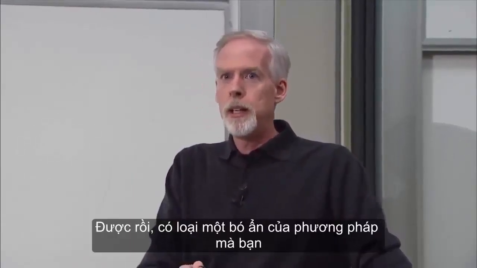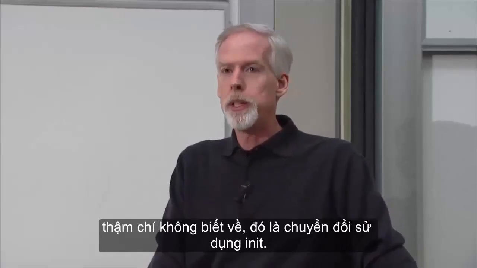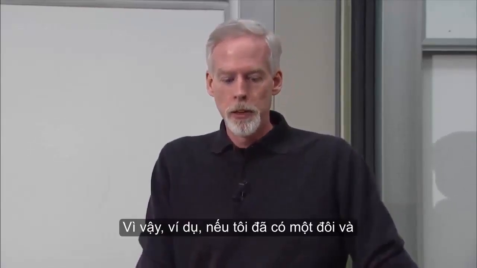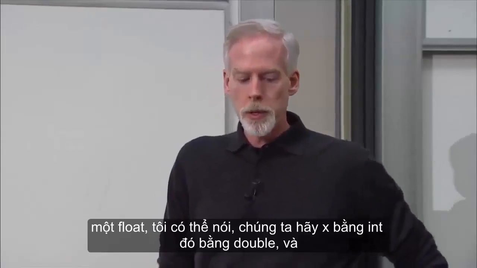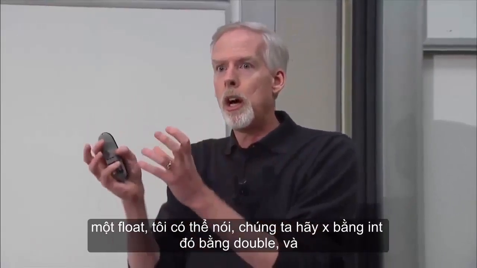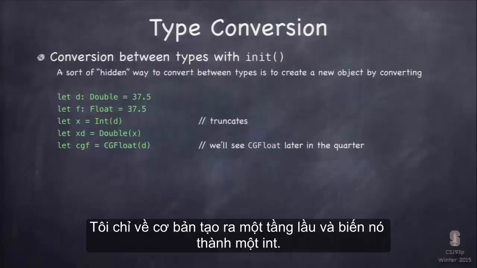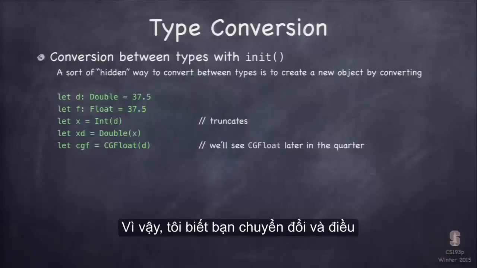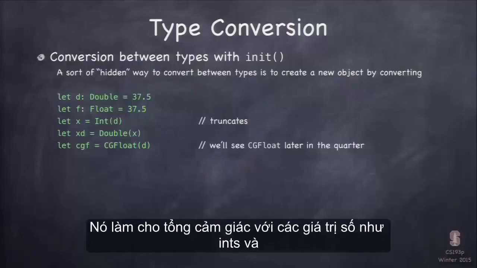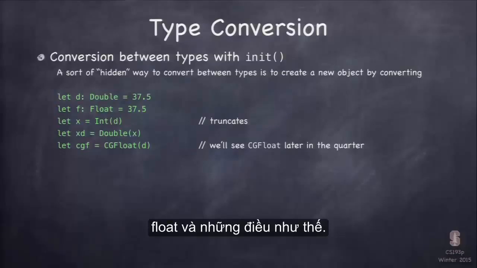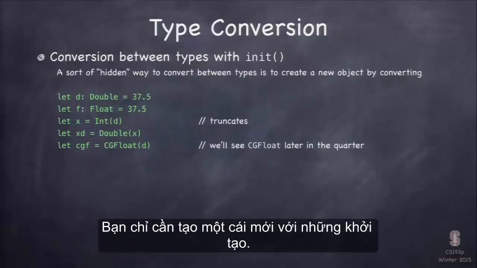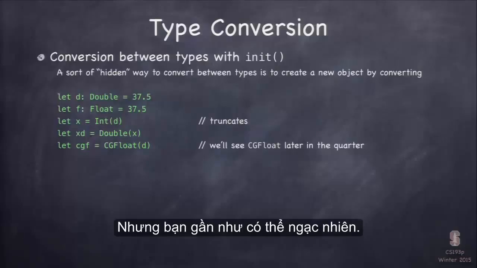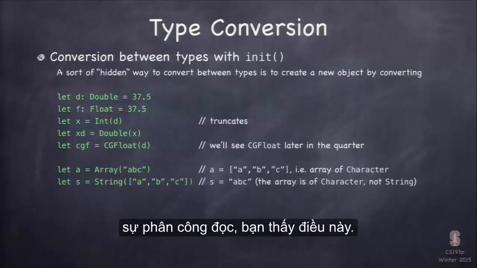There's kind of a hidden bunch of methods that you don't even know about, which is conversions using init. For example, if I had a double, I could say let x equal Int of that double. I just basically created a floor and turned it into an int. So you can convert things from one thing to another. It makes total sense with the number values like ints and floats. And you're going to see CGFloat next week. That's another kind of floating point number. There's no toInt or anything. You just create a new one with the initializer. Okay, so the numbers.